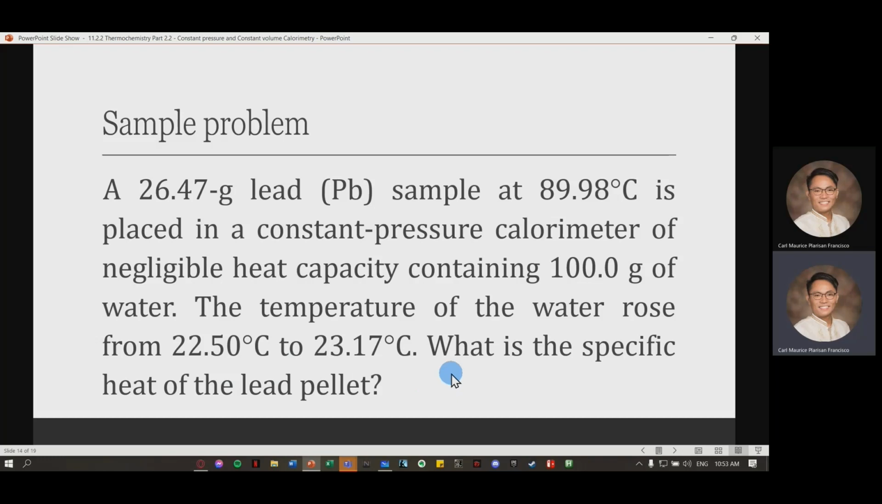So ibig sabihin, heat released at inabsorb ng tubig. Inabsorb ng tubig ang heat. So umangat. So kung nag-absorb ka ng heat, iinit. Siyempre. So from 22.50, it became 23.70. Now the question would be, what is the specific heat of the lead pellet?